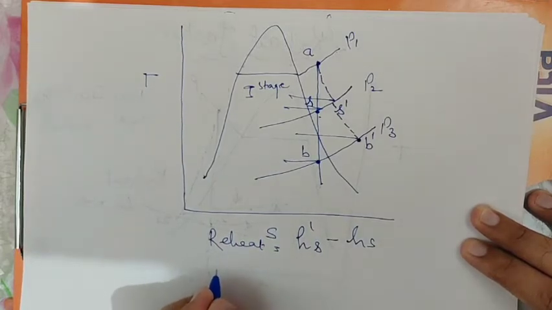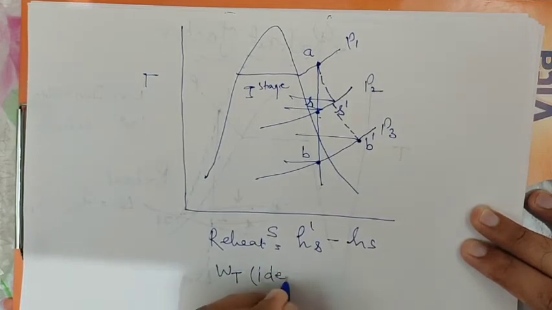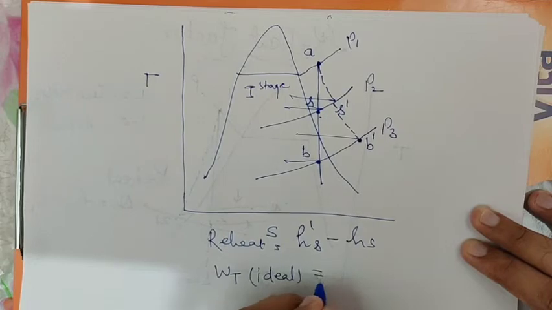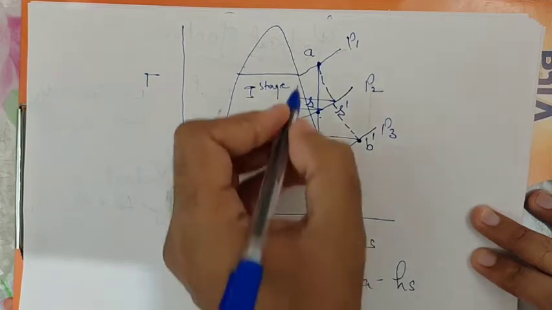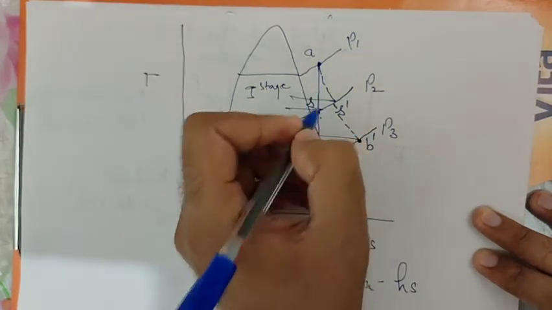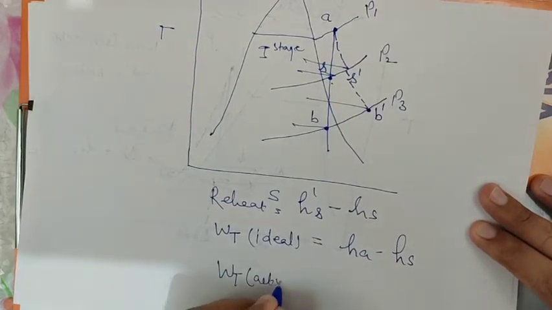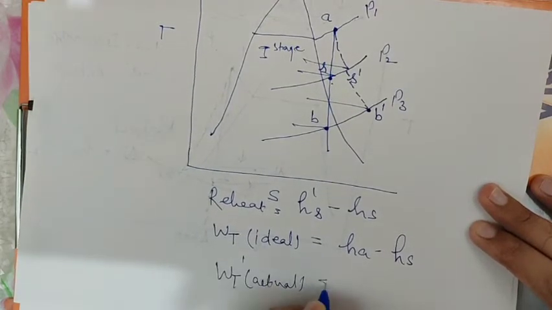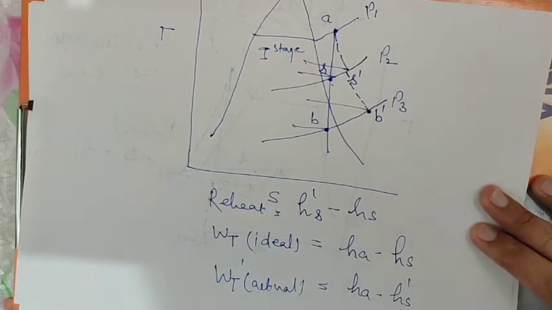And what is the turbine work in ideal condition? In the first stage, that will be HA minus Hs. And in actual condition, what will be the turbine work? That will be HA minus Hs dash.